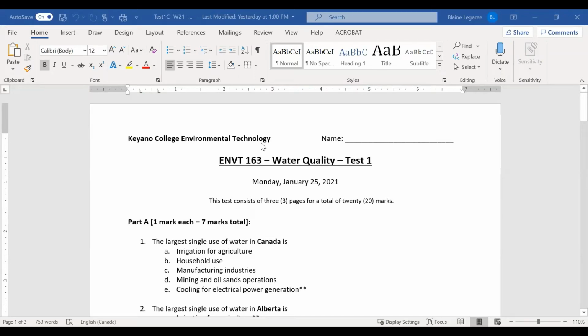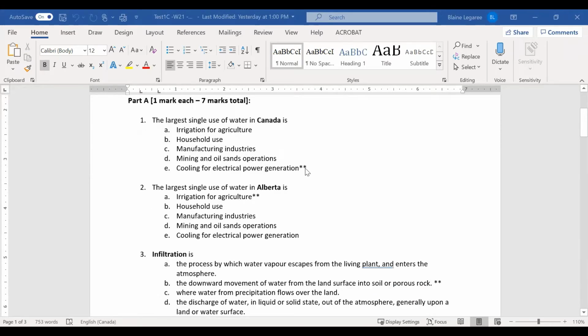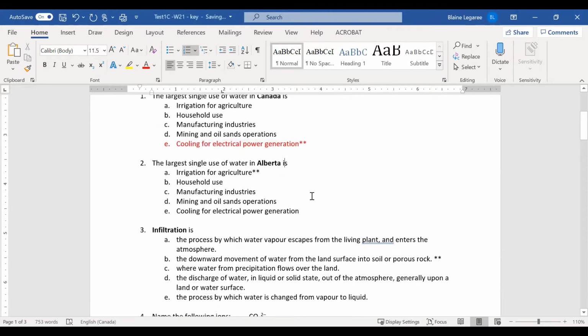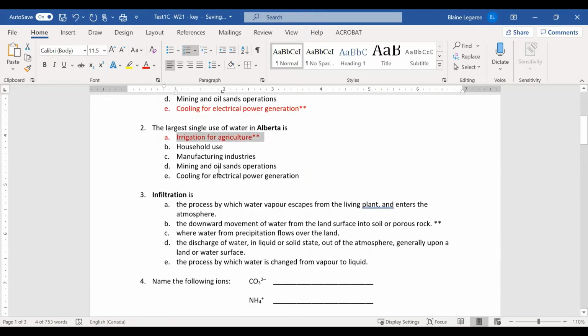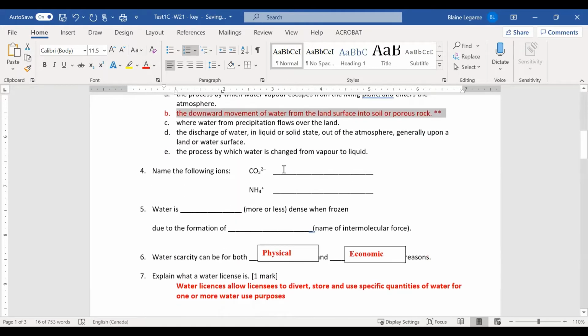Okay, so January 27th, let's take a look at test number 1. I've got some of the right answers, and hopefully you got them as well. Question 1 was E, question 2 was A, question 3 was B, question 4, the correct answer is carbonate.